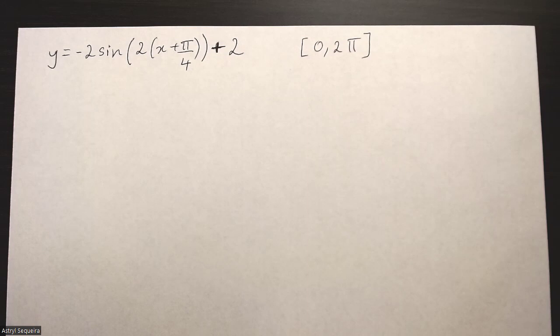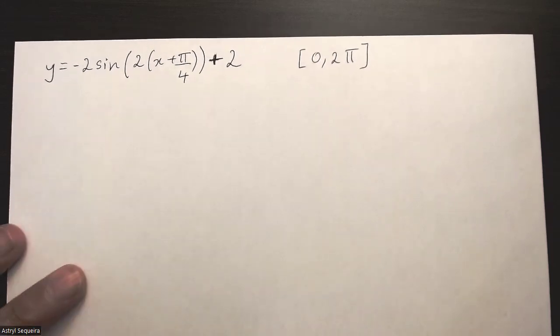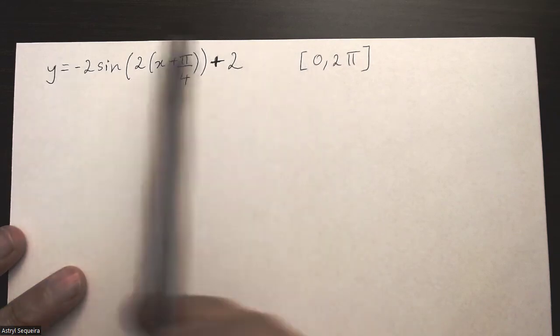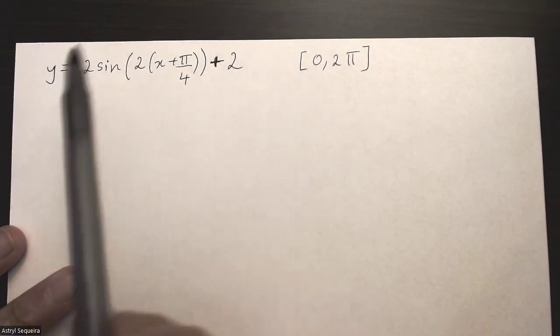All right, in this video, we want to sketch these sine functions with transformations given in these questions. So let's start with this first one here, and we want to sketch between 0 and 2 pi. So let's just take a look at some of the key features on the graph.